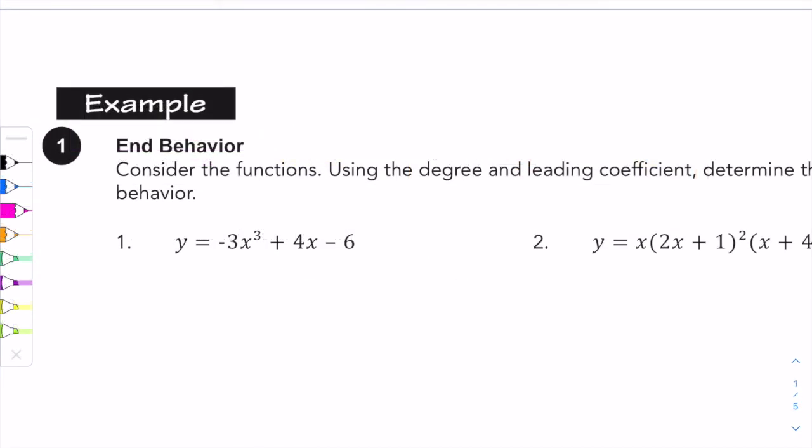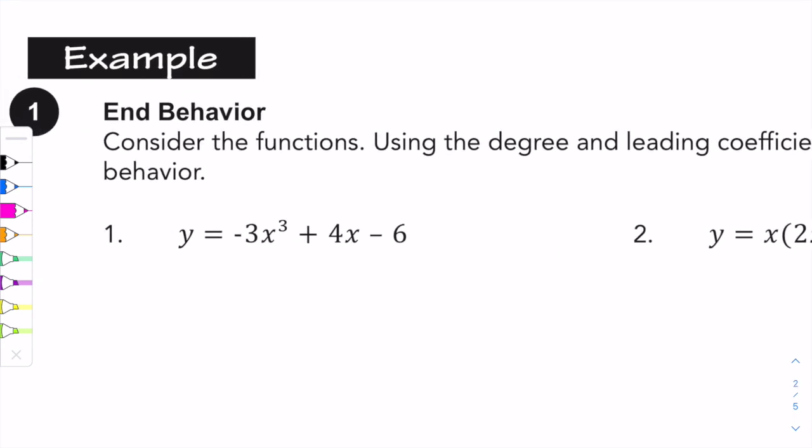For the first example, we have y is equal to negative 3 times x cubed plus 4 times x minus 6. So remember that we're looking for the degree and we're looking for the leading coefficient. In this case, the degree is 3. And we want to know, is the degree an even or an odd number? And 3 is an odd number.